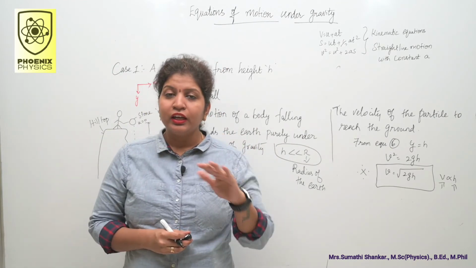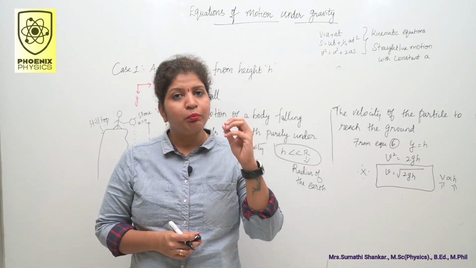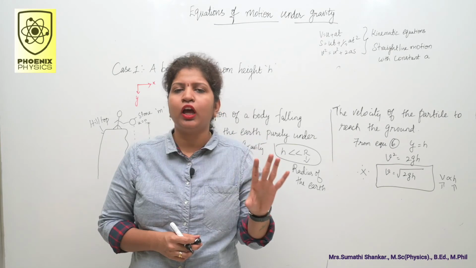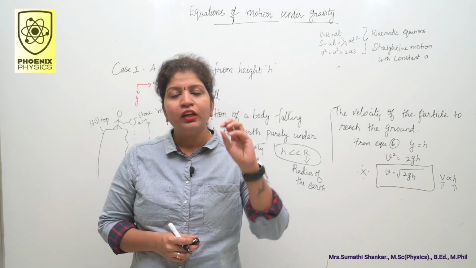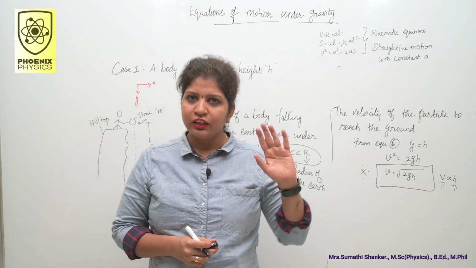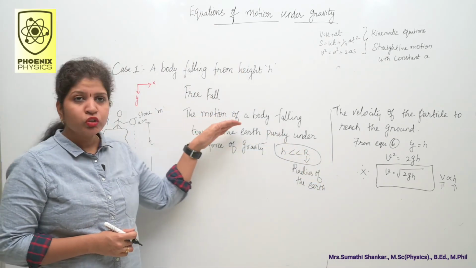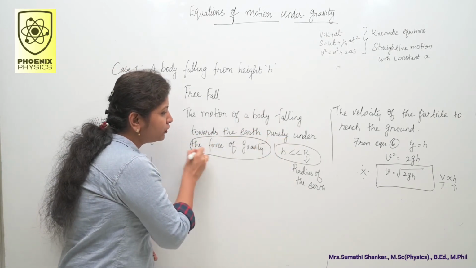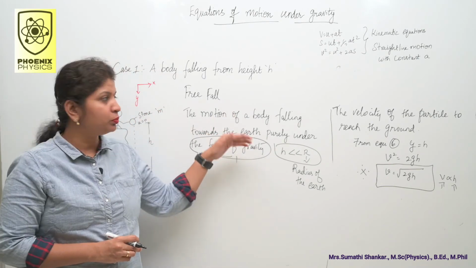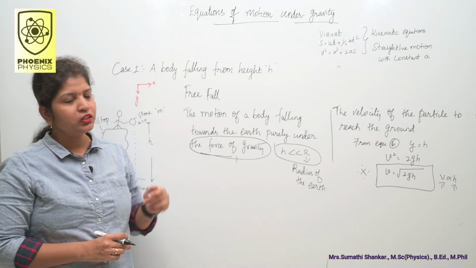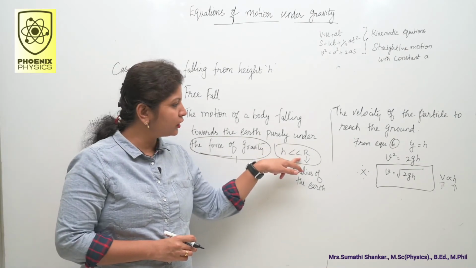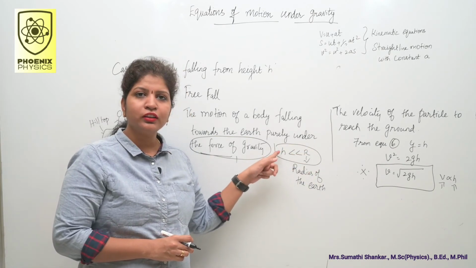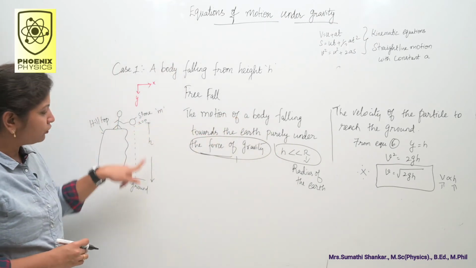Finally, one definition is given for free fall. I already said, if there is no air resistance and the particle is moving towards the earth only due to earth's gravitational force alone, the object is said to be in free fall. The same definition is given: the motion of a body falling towards the earth purely under the force of gravity alone is free fall. One condition is given: here h is very much less than R. What is this R? R is nothing but the radius of the earth. So this h is nothing but the distance between initial and final position.